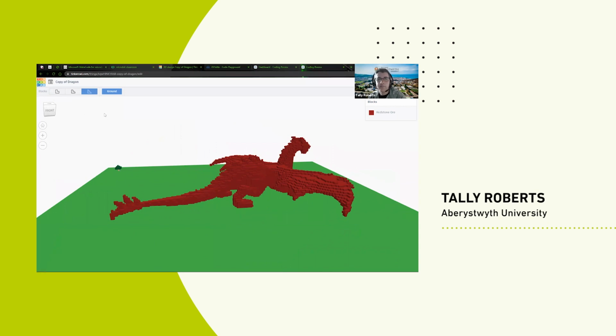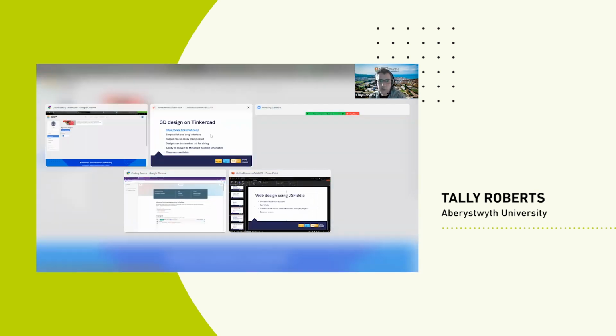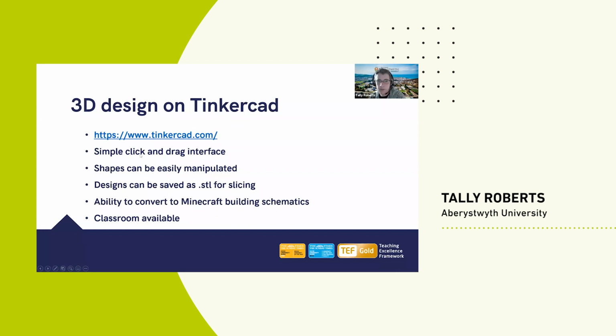Let me just double check I've covered everything there. So it's simple click and drag. Shapes are easily manipulated. Designs can be saved as STL files for slicing, and can be converted to Minecraft. And the classroom works for designs as well as for the circuits. You can start them with a set design, or have them just create their own designs, and you can access them as a teacher within that classroom. You can see their designs, you can jump in and out of their designs and help them if they've got a problem with sizing or merging.